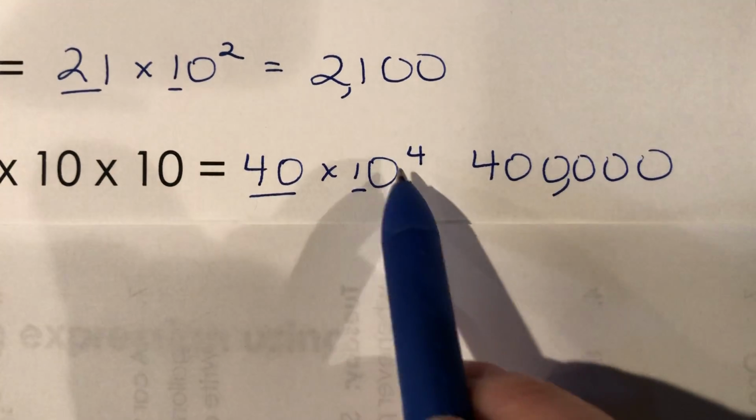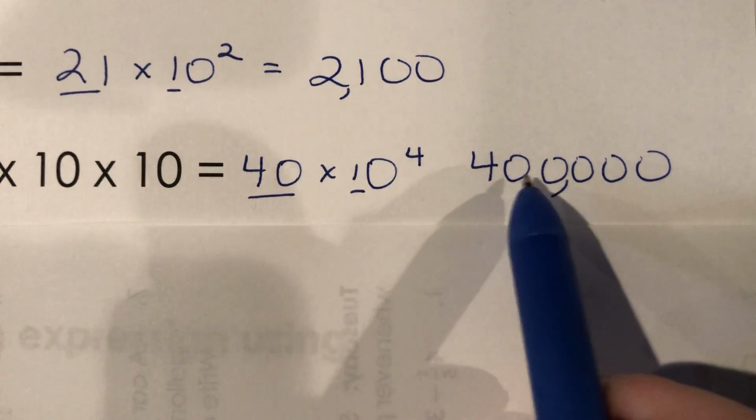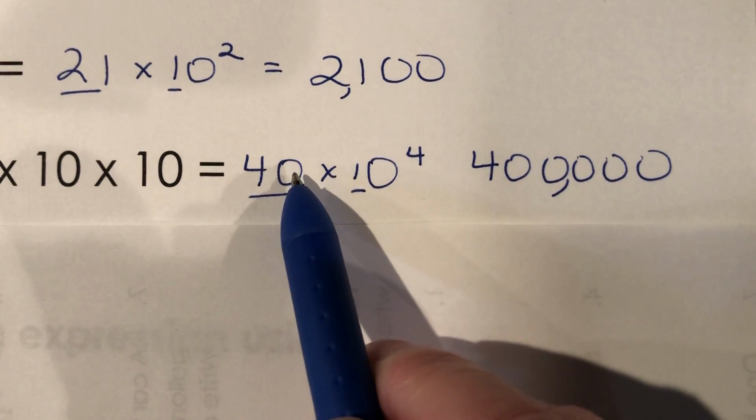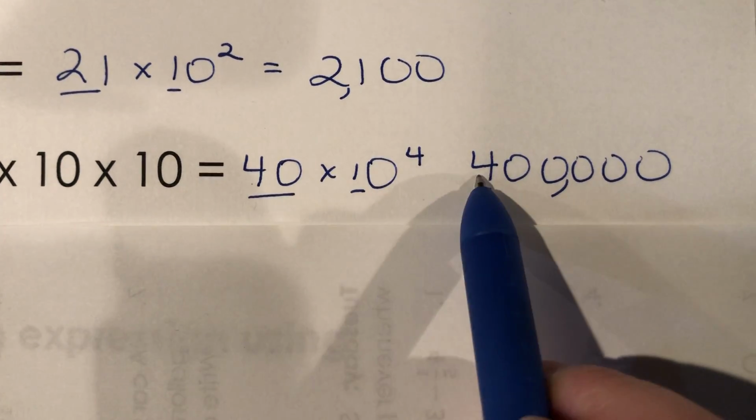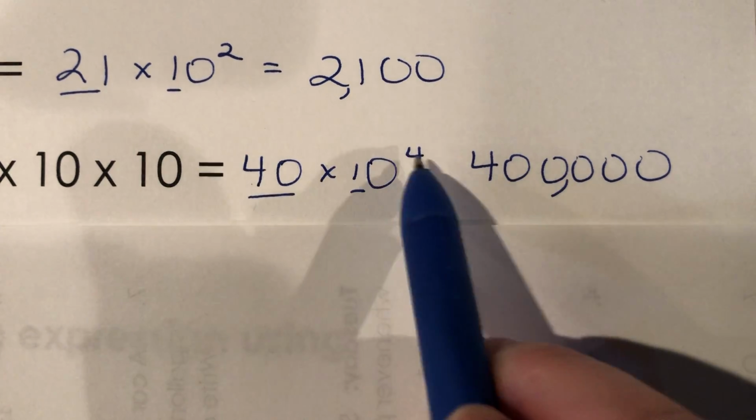You might be thinking, well, wait a minute. This says only 4 zeros, but I see 5. There's a 0 here. You could have also done 4 times 1 is 4, included that 0, and the rest of the 4.